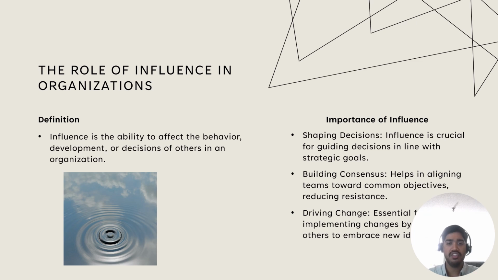So the role of influence in an organization, as I said earlier: influence is not about formal authority, but rather about the ability to shape outcomes by affecting the perceptions, attitudes, and behavior of others. It can be exerted through persuasion, negotiation, and building rapport. For example, a team may not have direct authority over other departments, but by persuading them of the benefits of collaborative projects, they can secure the necessary resources and support.